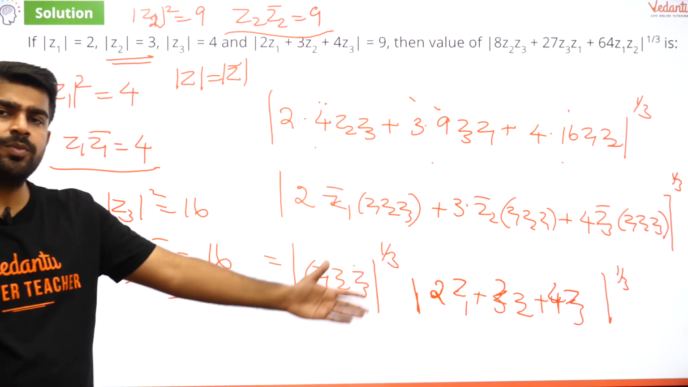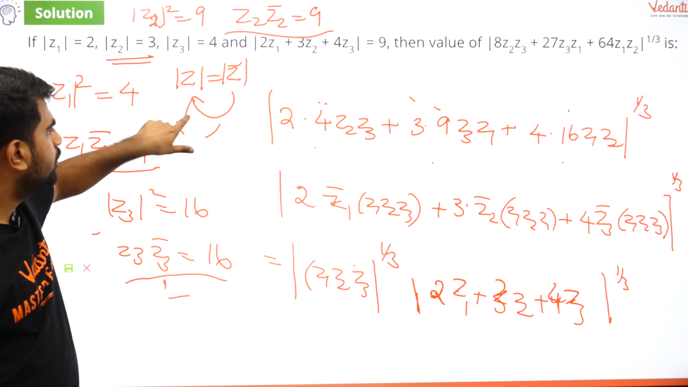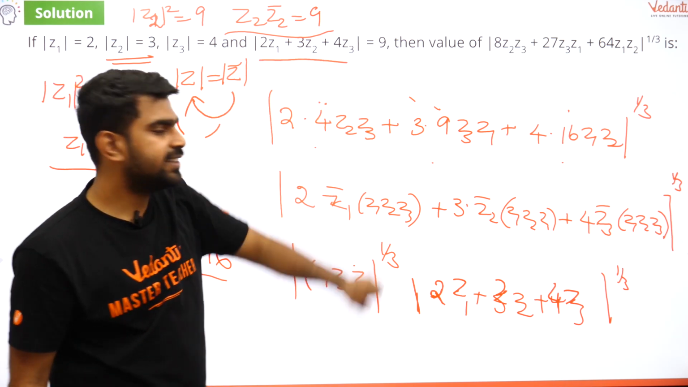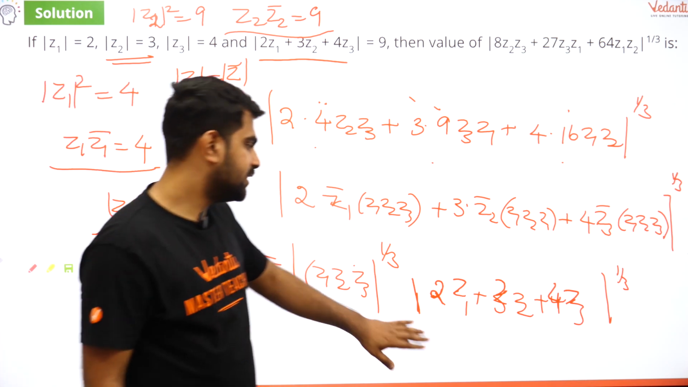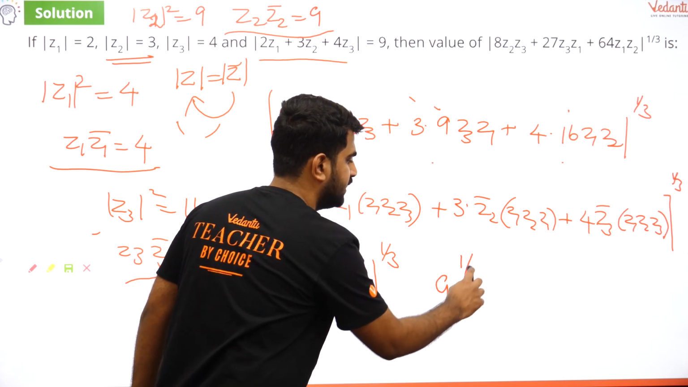I can say it is equal to the mod of the inside quantity. Yes, because mod of z bar can be written as mod of z. That's what I did here. Now what is mod of z? We have it here, right? What is that? Something but 9. That's it, done. So this is 9 to the power 1 by 3.